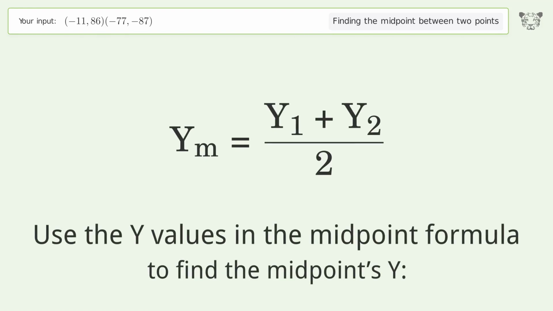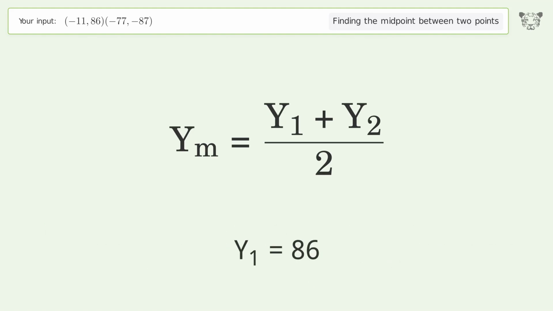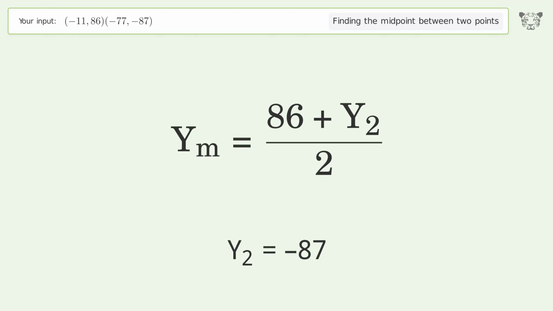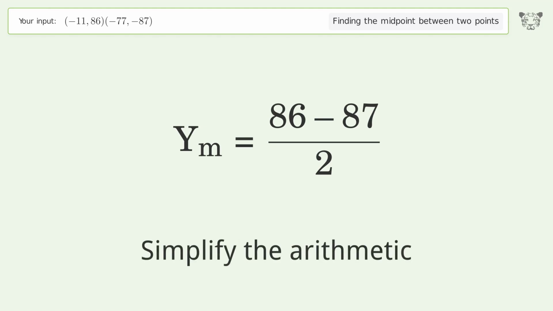Use the y values in the midpoint formula to find the midpoint's y. y1 equals 86. y2 equals -87. Simplify the arithmetic.